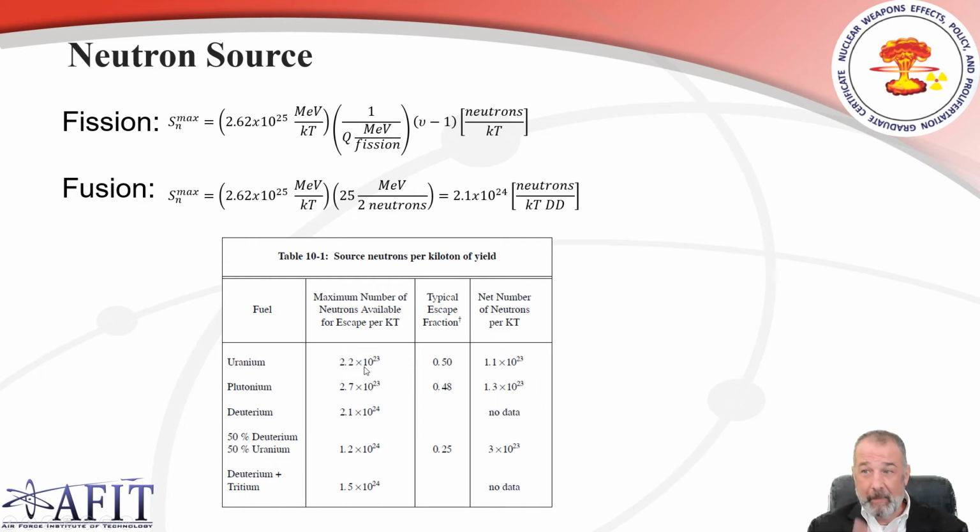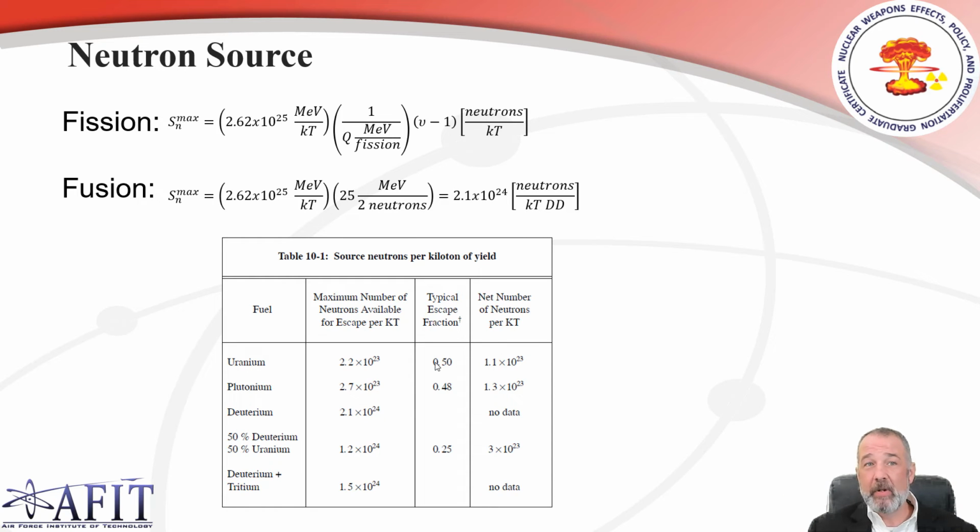So let's look at uranium. Maximum number of neutrons available for escape per kiloton. Remember that L term, our loss term? That's what this is pretty much saying. And then typically, of those that aren't interacting to cause more fissions, how many of those can actually escape and not interact with, like, the case material, the gold and the iron, and being absorbed by the uranium-238 in the case of, if it's present, basically neutrons that can escape without interacting. And that's about 50%.